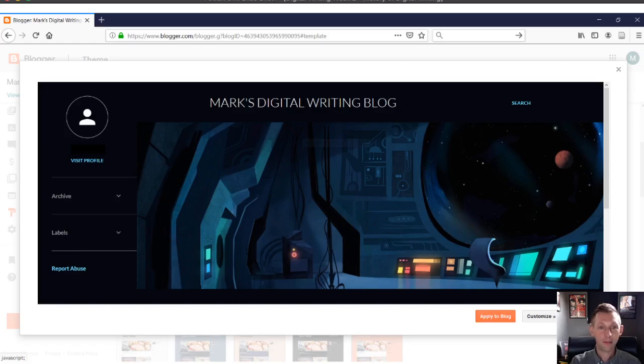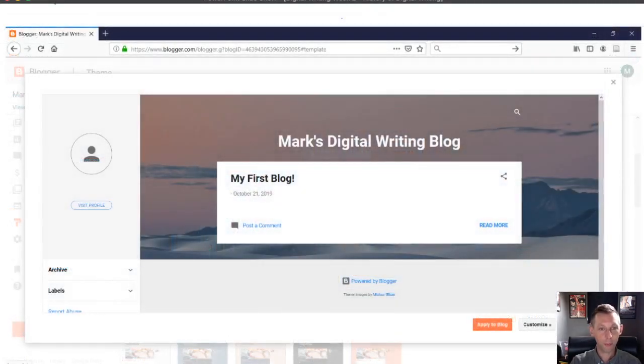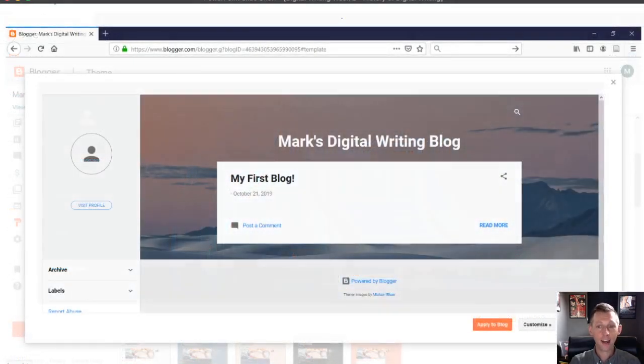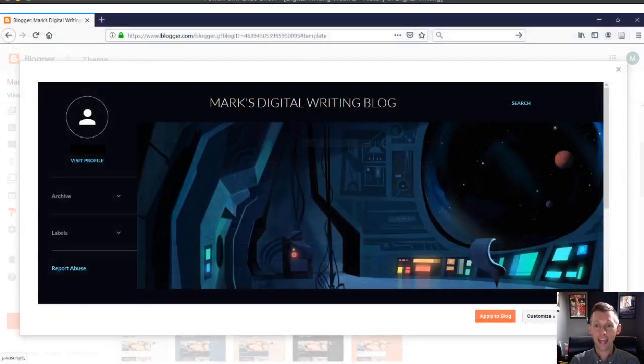Same content. Okay, same content as we had before. But it's been rejigged. We've got a different picture. We've got different colours, different formatting, different fonts. And all that's been done without us having to do any coding. Okay, that's the experience we have now.